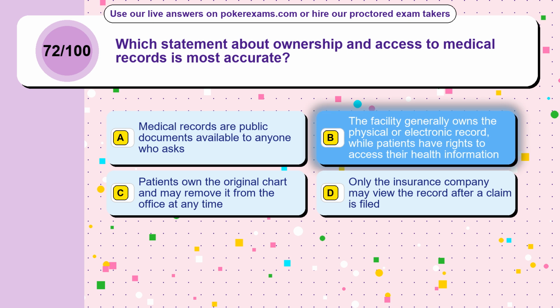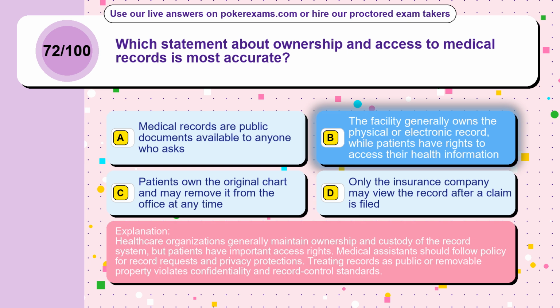The correct answer is option B. The facility generally owns the physical or electronic record, while patients have rights to access their health information. Healthcare organizations generally maintain ownership and custody of the record system, but patients have important access rights. Medical assistants should follow policy for record requests and privacy protections.